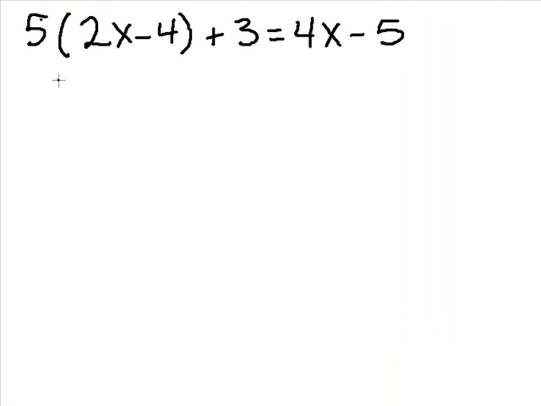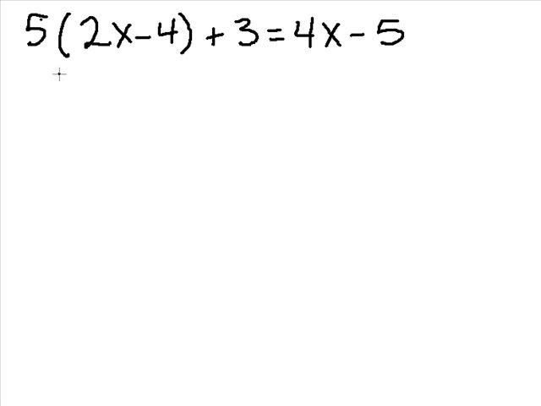This problem asks us to solve for x in the equation 5 times the quantity 2x minus 4 plus 3 equals 4x minus 5. This looks like a complicated equation, but if you approach it step by step, it's not really so difficult. Let's start by multiplying 5 times the expression in the parentheses. We need to multiply 5 times every item in the parentheses.